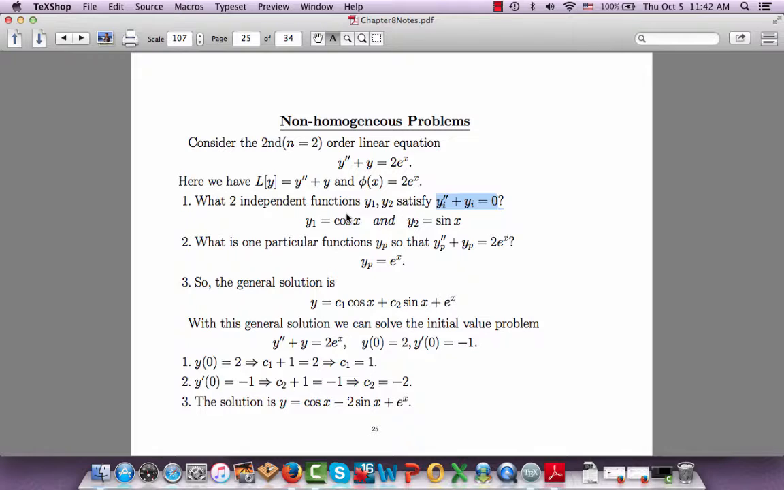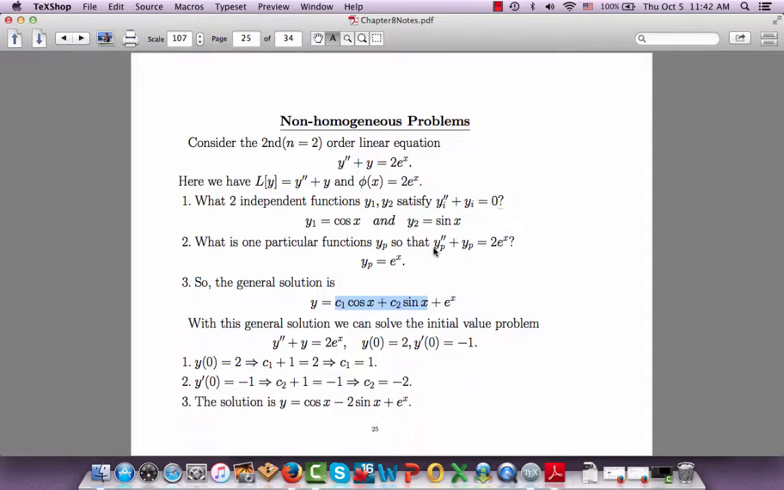So those are two independent solutions because sine x is not a constant times cosine x, and cosine x is not a constant times sine x. So these are two independent functions, and they do solve the homogeneous equation. So we know that a linear combination of those two functions is what we call y sub h. That's our solution to the homogeneous part. Now we just need to find the other part.